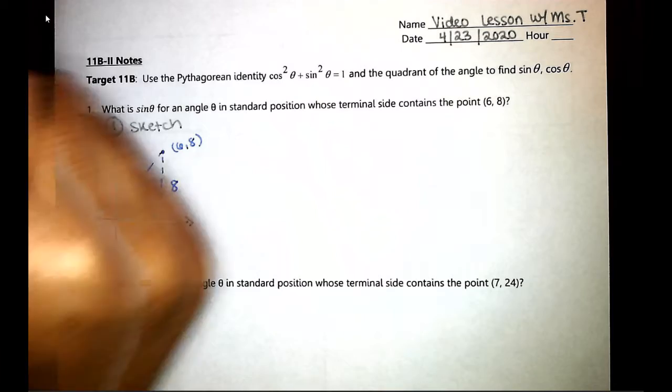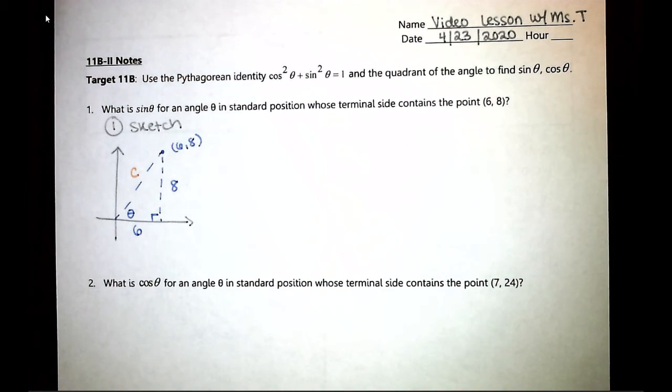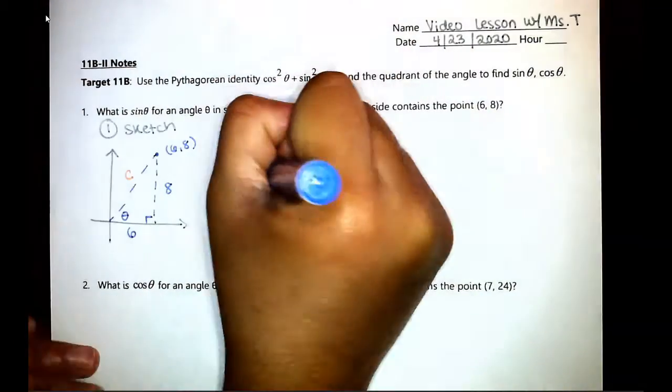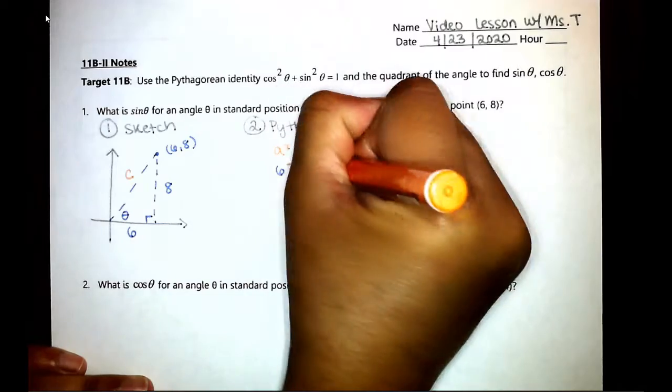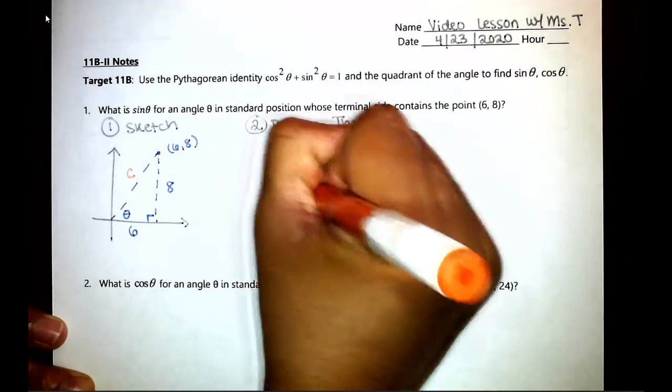The one value on this triangle that we're missing is the hypotenuse. In order to solve for the hypotenuse, we're going to use Pythagorean theorem. Now we just plug in the legs. Remember, order doesn't matter. Now we solve for c.